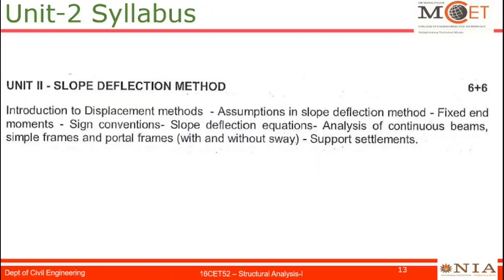And next we are going to apply the concept of assumption, fixed end moment, sign convention, and slope deflection equation to the continuous beam problem, simple frame problem, and portal frame with and without sway problems, and support settlement problems. Support settlement means the support settlement will occur in the beam, frame, and portal frame also. Portal frame means one which is subjected to horizontal sway, that is, horizontal motions.